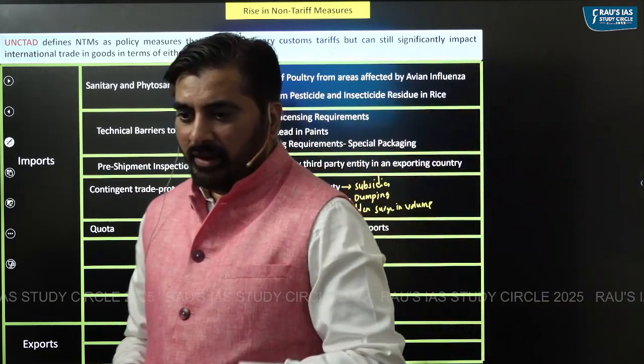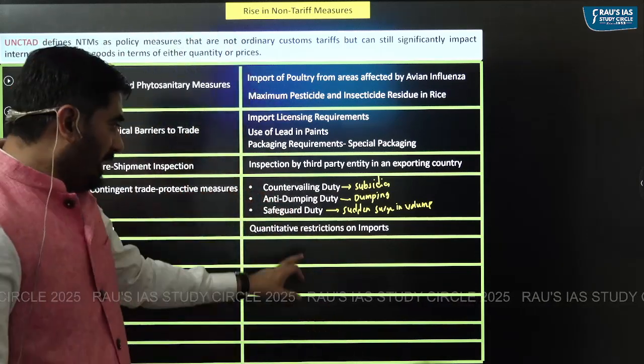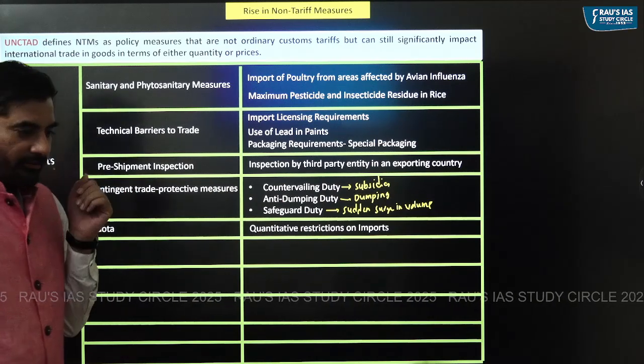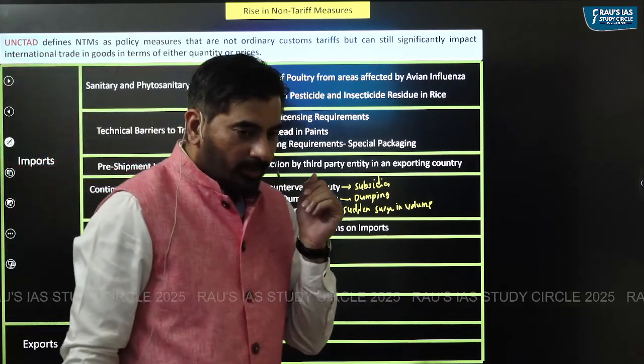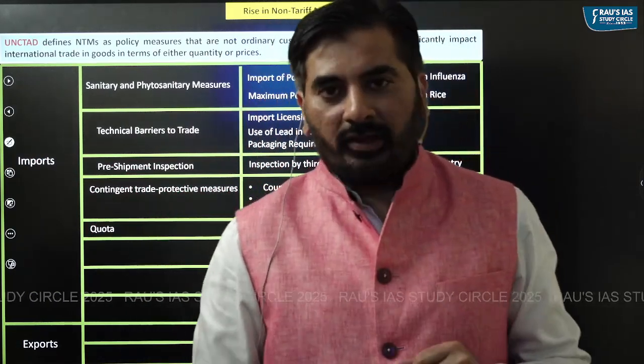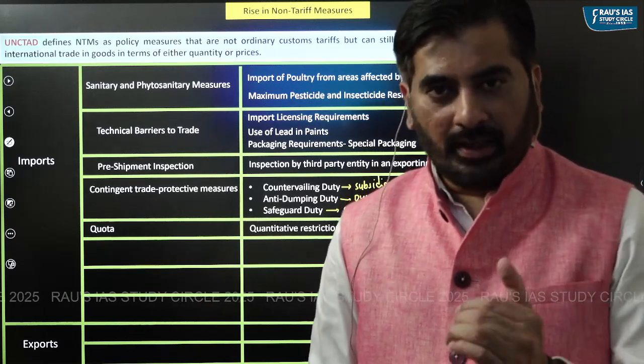Quota here means if you put a quantitative restriction on import of a commodity, even that is a kind of non-tariff measure. Let's say if India puts a limit that from US in 1 year will import only 100 tons of, let's say, rice or wheat, it is like a quota.